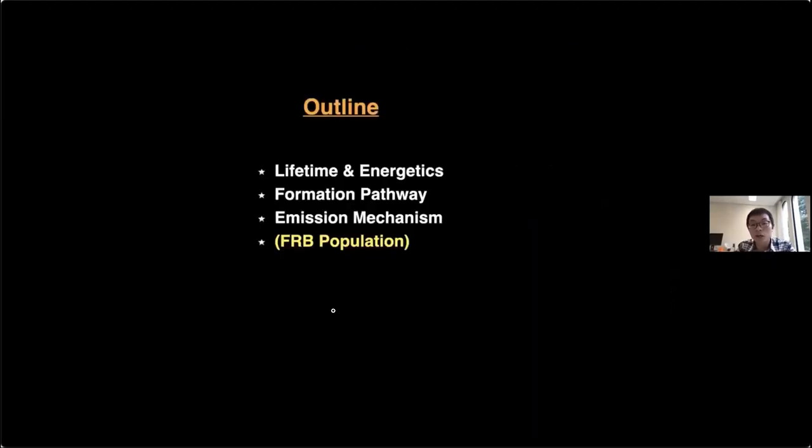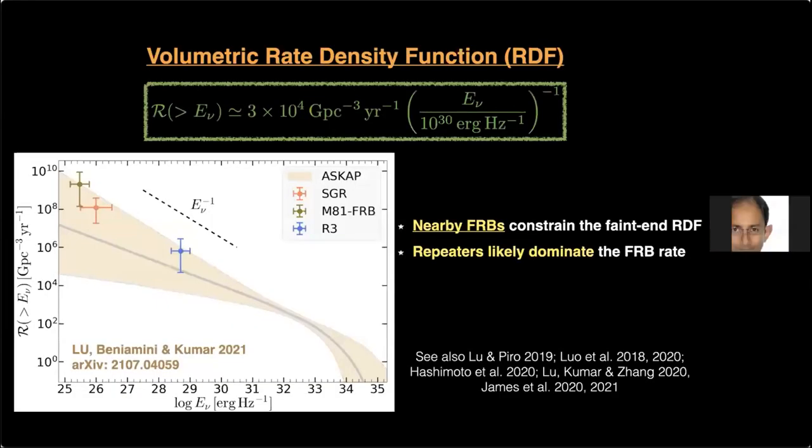So I think I still have time to talk about the FRB population, which is so nice. Here I'm showing the FRB rate, the cumulative rate: a rate per unit volume, per unit time, greater than some FRB energy. The FRB energy is given by the fluence multiplied by 4 pi distance squared. And shown here are a couple of constraints.